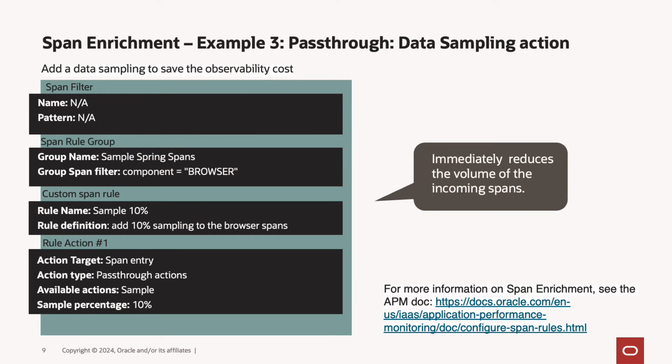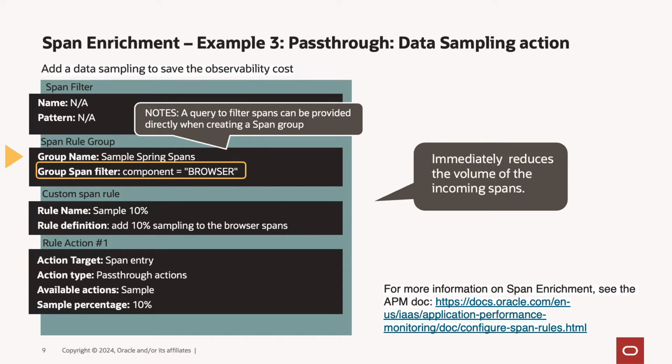Pass-through actions also provide a valuable option for your tracing analysis. You can remove or reduce the volume of specific spans. Note that in this example, a span filter is not defined. Instead, the pattern is set directly in the group. Then create a span rule to sample the browser spans.